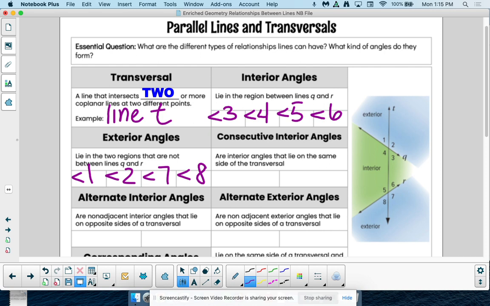So that's pretty basic. But now from here, we actually have some special relationships that are made. And their names kind of tell you where they're located, okay? So consecutive interior, you guys know what consecutive means? In a row. So I want them to be in a row on the inside. Angles 4 and 5 would be one pair. What would my other pair of consecutive interiors be? 3, 6. Yes, angles 3 and 6. Consecutive interior.